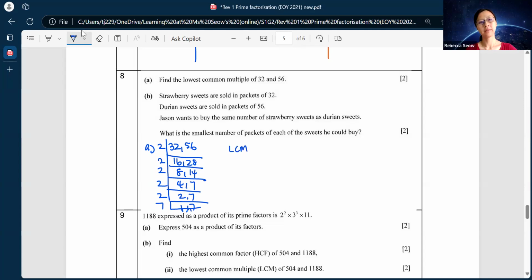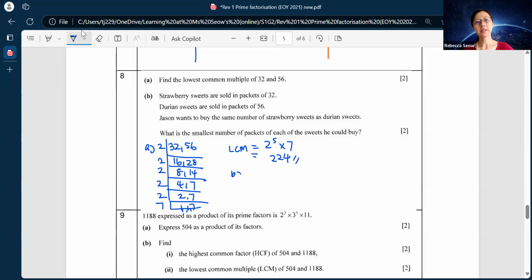So the LCM would be 2 to the power of 5 times 7. Okay, so work it out, it will be 224. So that's for part A.